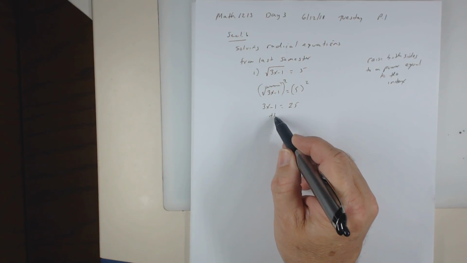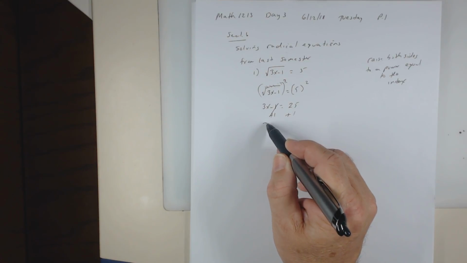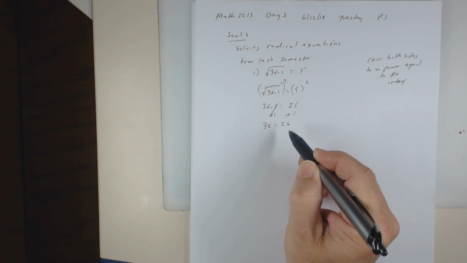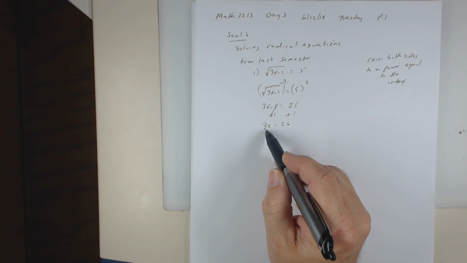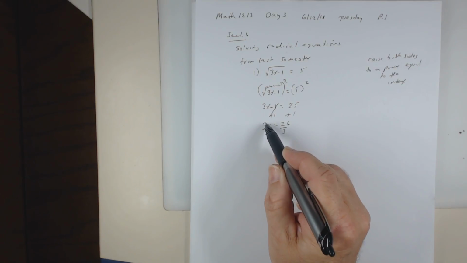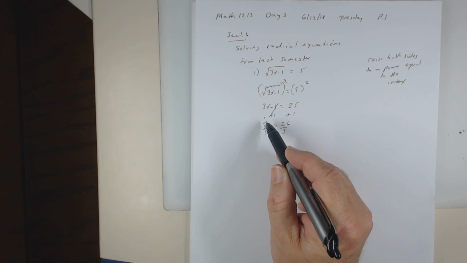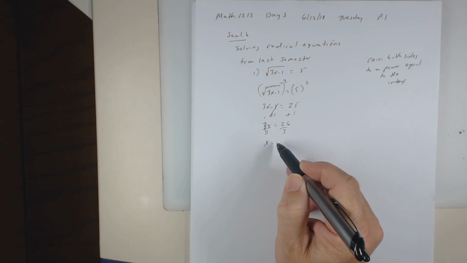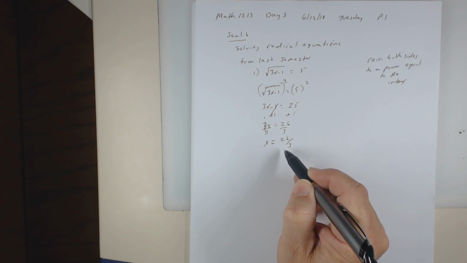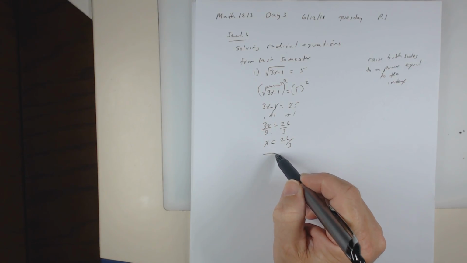You're going to add 1 to both sides, so I get 3x equal 26. Then to get x by itself, I divide both sides by 3. So 3 divided by 3 is 1, 1 times x is x, so x is 26 divided by 3. Right, so that's from last semester.